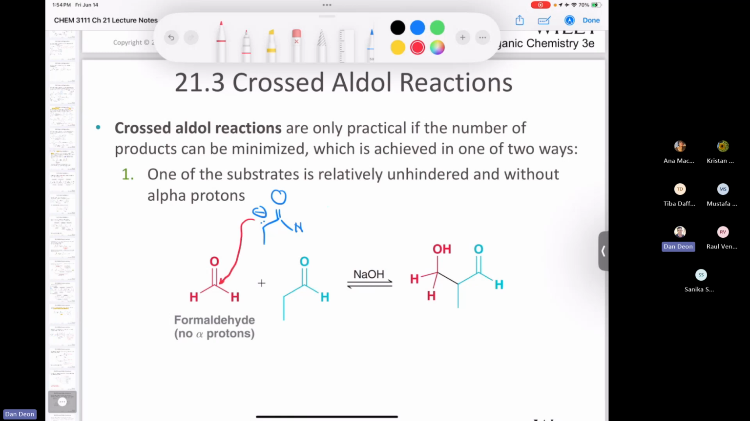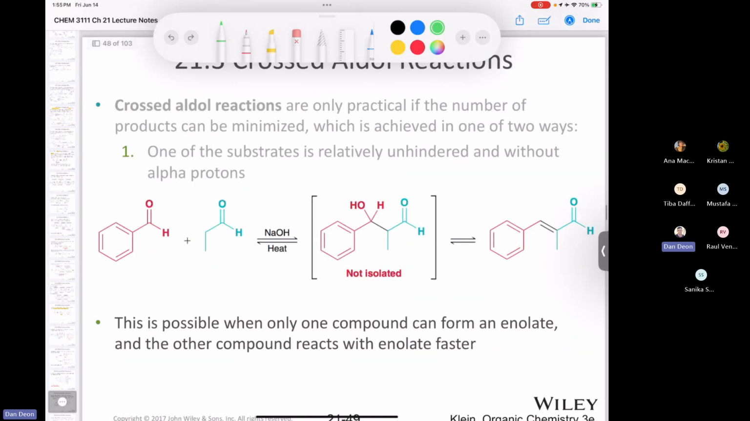Because formaldehyde is just so unhindered, it actually takes considerably more energy to do the nucleophilic attack here, so it doesn't happen, okay? So that is one way to limit it. Again, there are probably some limitations to this as well, but you do limit the number of products. So that's one way: use formaldehyde, which has no enolizable protons, but it's such a good electrophile because there's nothing hindering the carbonyl carbon. Okay, what else can you do?